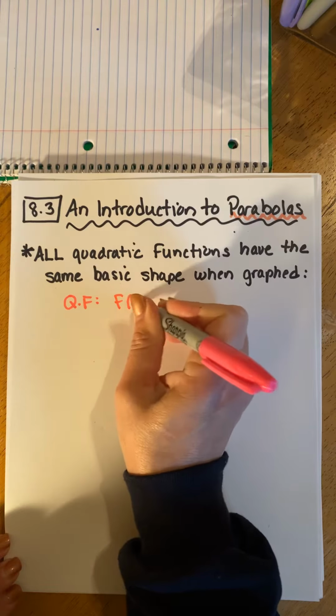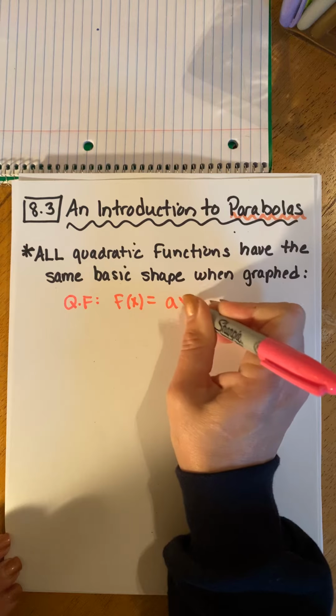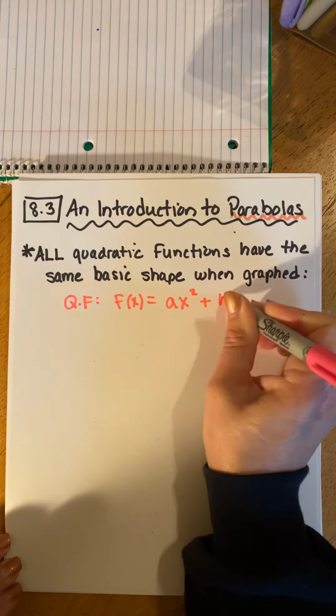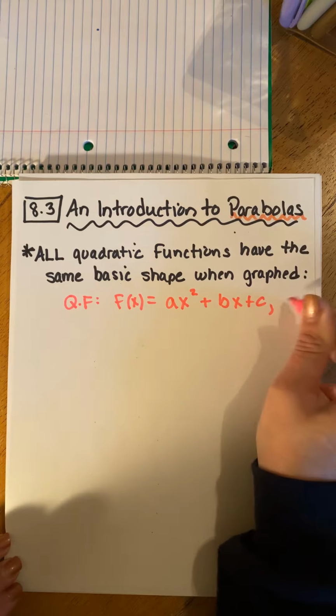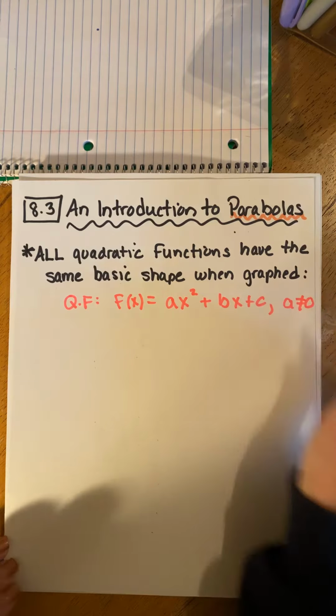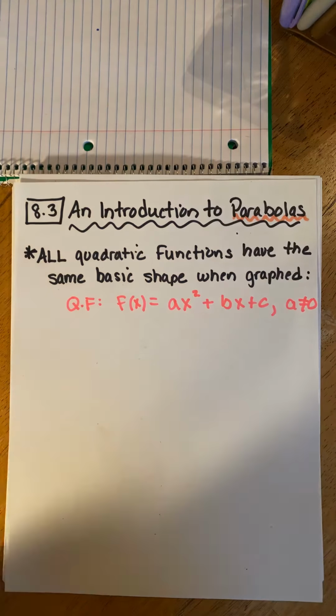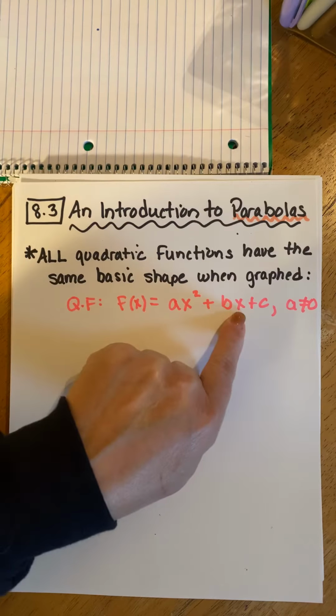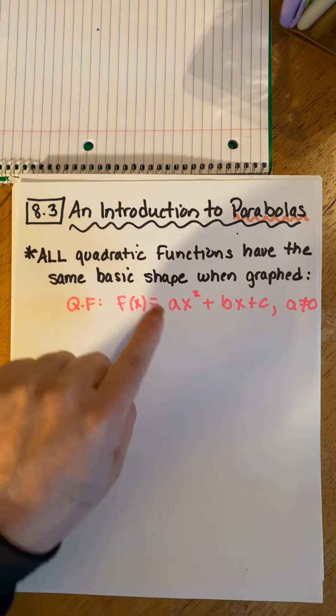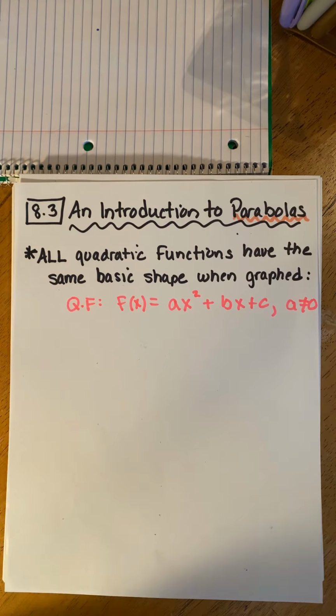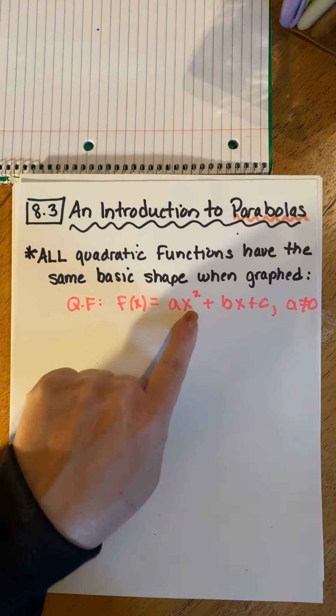In standard form, ax squared plus bx plus c, where a is not equal to 0, because if a was 0, we would have a linear equation. The highest power in the variable would be 1. Here we have a quadratic equation, so the highest power in the variable is 2.